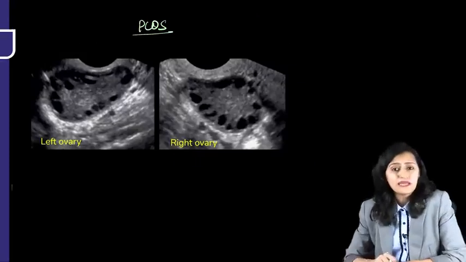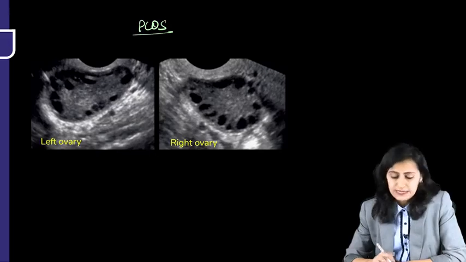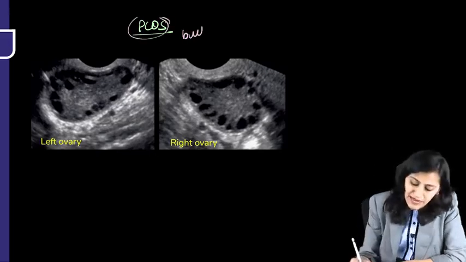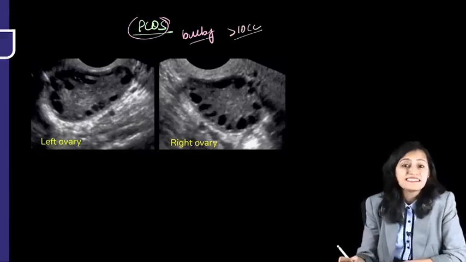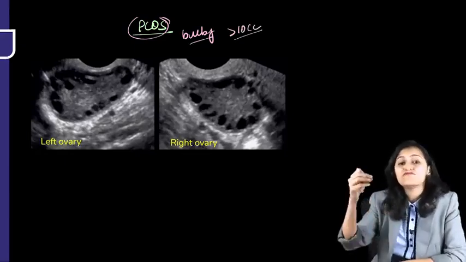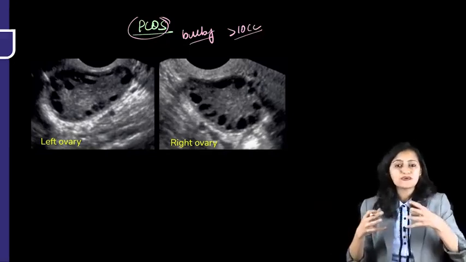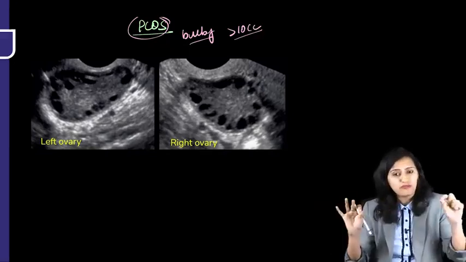Now coming to the ovarian abnormalities, PCOS. PCOS basically has bulky ovaries with the volume more than 10 cc. Polycystic, actually you have the polyfollicles. So in PCOS what happens? There is no dominant follicle.